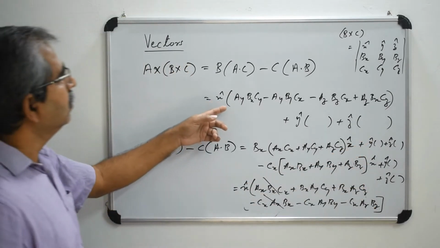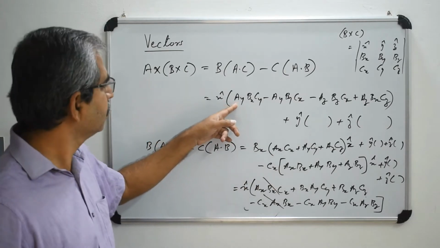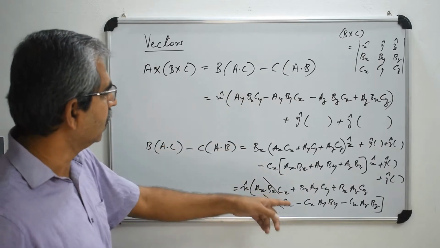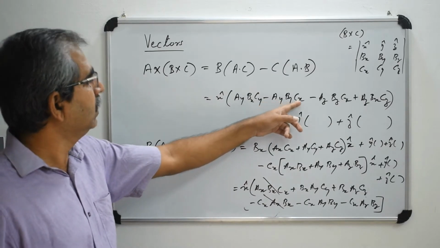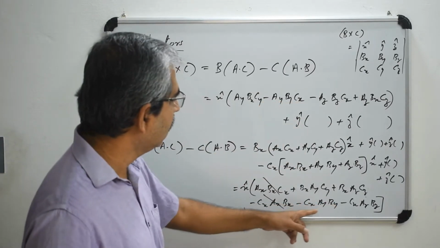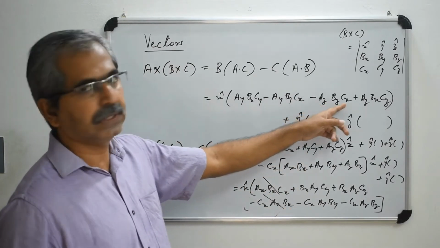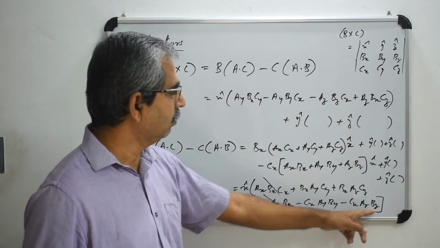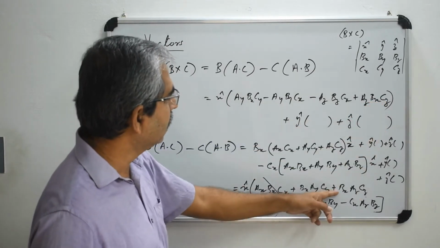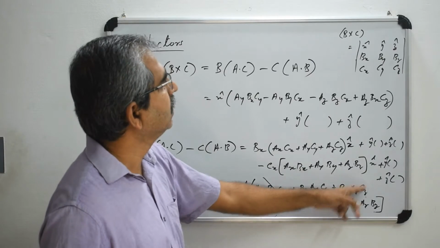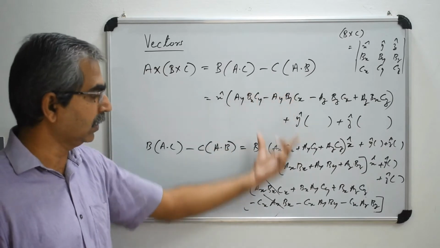Okay. Now, you can compare this one. This is equal to Ay into Bx into Cy, that is Ay Bx Cy minus Ay By Cx, minus Az Bz Cx, plus Az Bx Cz. Okay. So you can see that these two are the same.